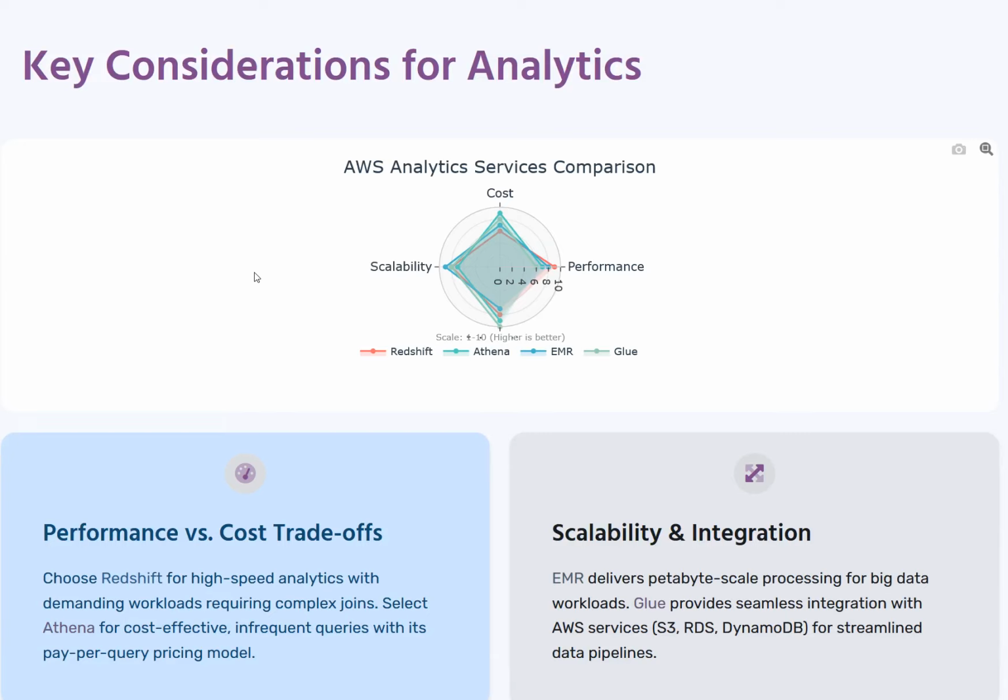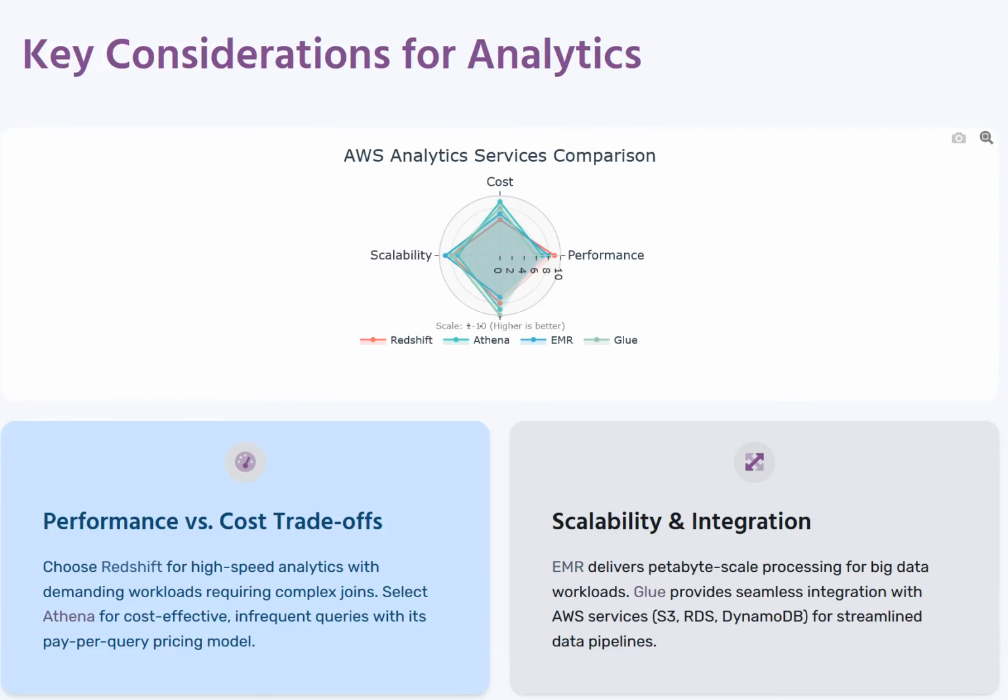Key considerations for analytics, right? Let's have a look. Performance versus cost trade-off. Choose Redshift for high-speed analytics with demanding workloads requiring complex joins. Select Athena for cost-effectiveness. Athena is budget-friendly for infrequent queries with its pay-per-query model. So that is basically you combine performance first, cost trade-off for performance. Redshift is for performance, Athena is for cost.